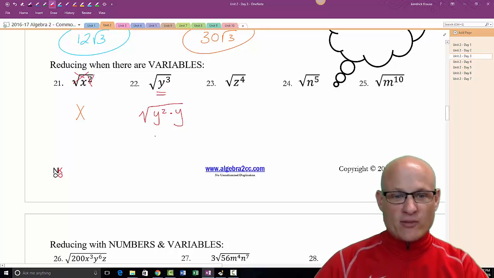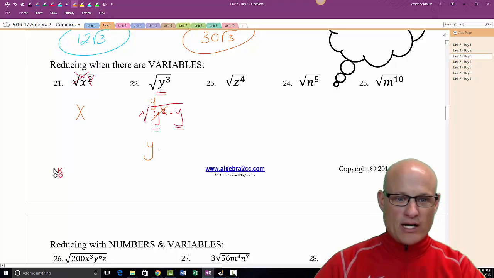I want to rewrite it as something that is a perfect square and something that is not a perfect square. Well, what is the square root of y squared? The square and the square root cancel each other out. It just gives me y. So this becomes y square roots of y.